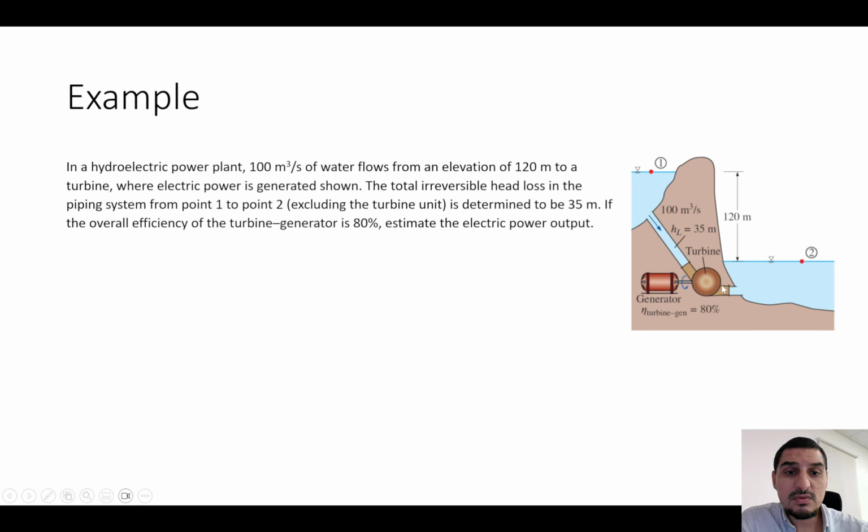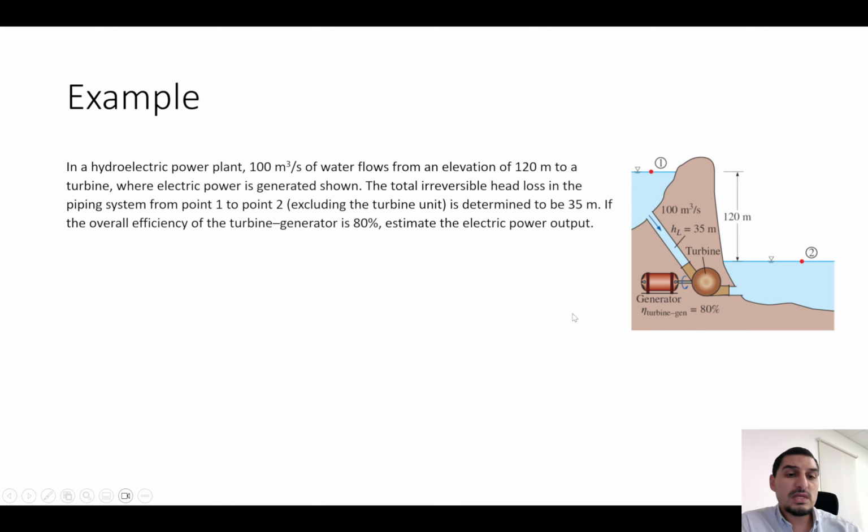The total irreversible head loss in the piping system from point 1 to 2, the two points already highlighted in the figure, is 35 meters. So the HL is 35 meters, and the overall efficiency of the turbine generator, the efficiency of this generator with the turbine, is 80%. We want to estimate the power output, how much electricity we're getting out of this.